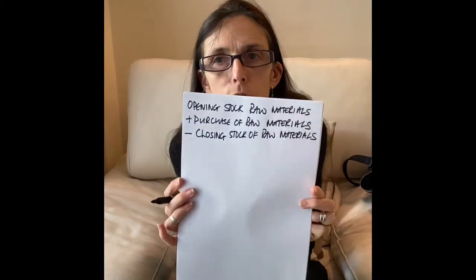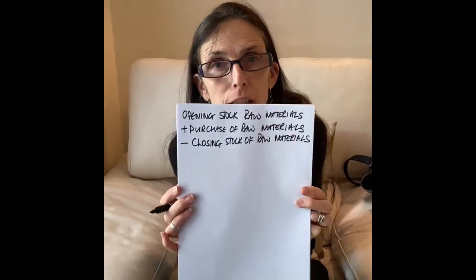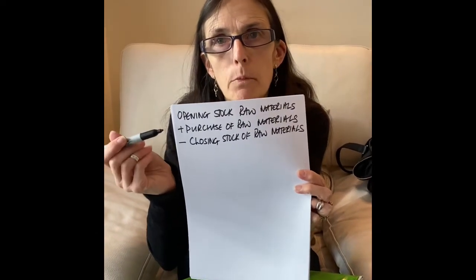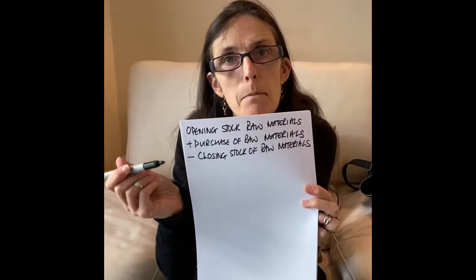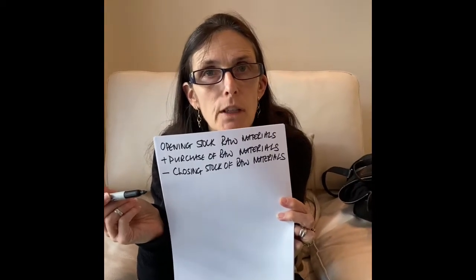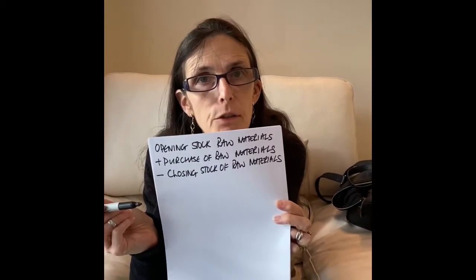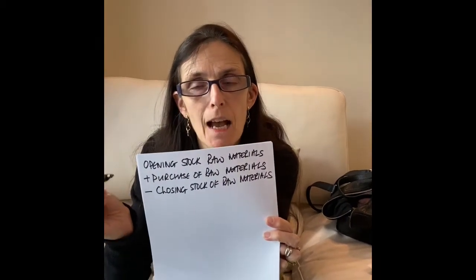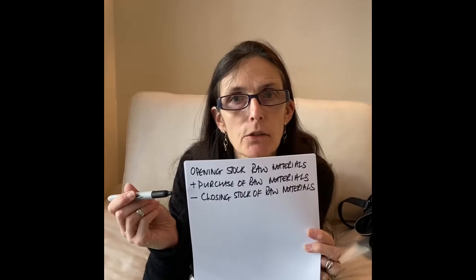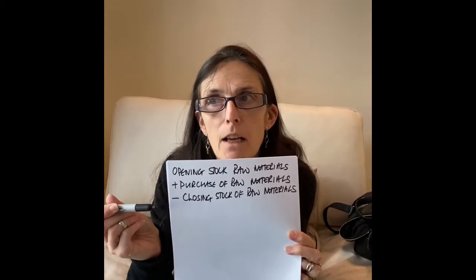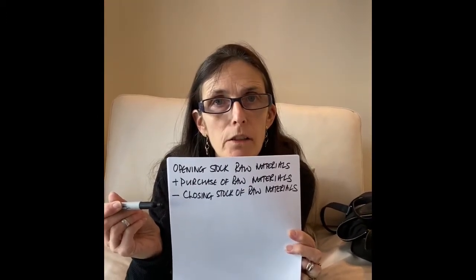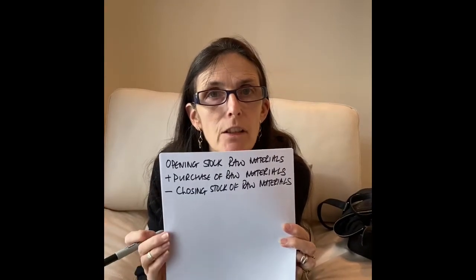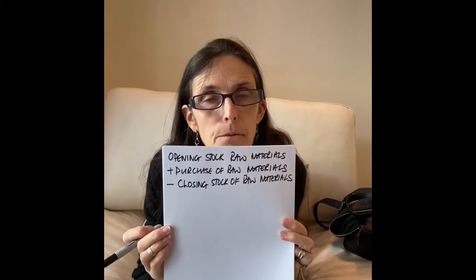Minus the closing stock of raw materials. That actually should give us what we've used. What we had from last year, plus what we bought, minus what we've still got. If we've still got it, we haven't used it up. So, opening stock of raw materials, add the purchase of raw materials, minus or take away the closing stock of raw materials, will actually give us the cost of the raw materials that we've actually used.